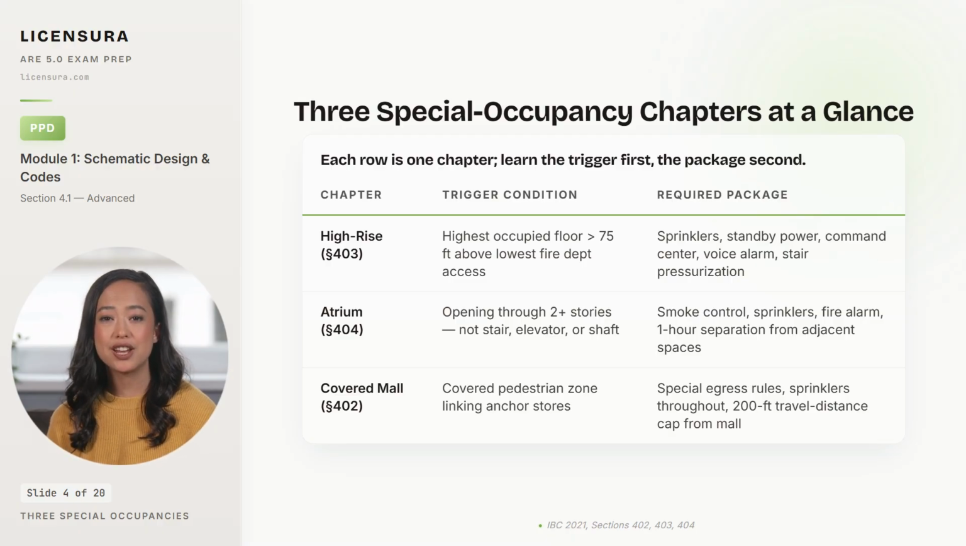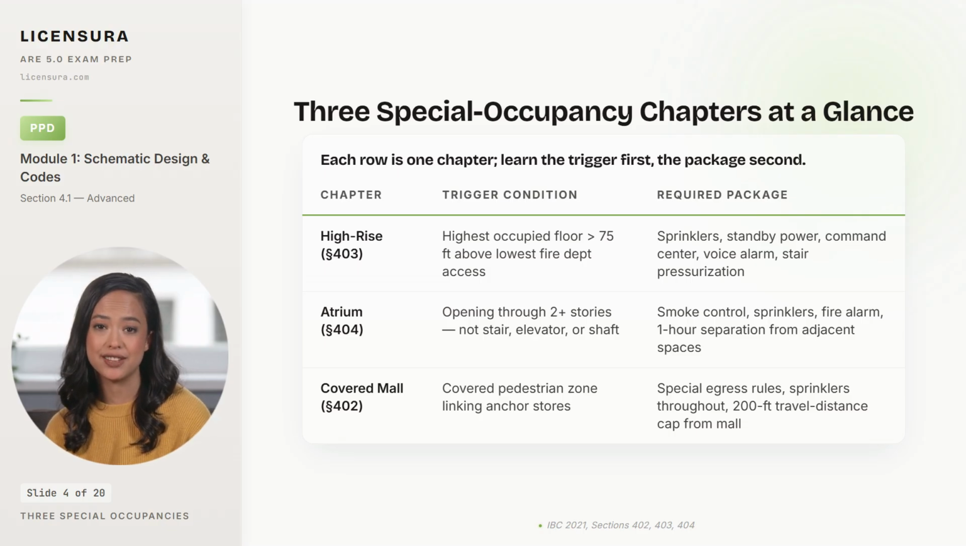Covered mall under Section 402 triggers on the covered pedestrian zone connecting anchor stores. The package is sprinklers throughout, a special egress regime, and a 200-foot exit travel distance cap from any point in the mall. Misclassify a project, and the inspector forces the redesign.